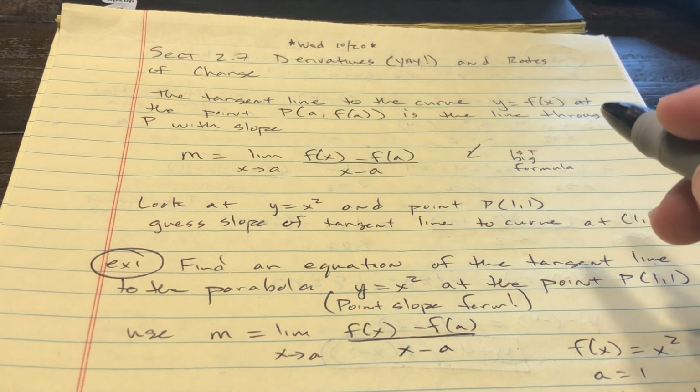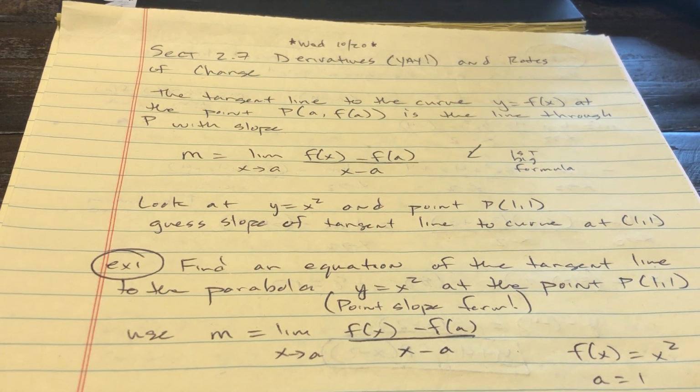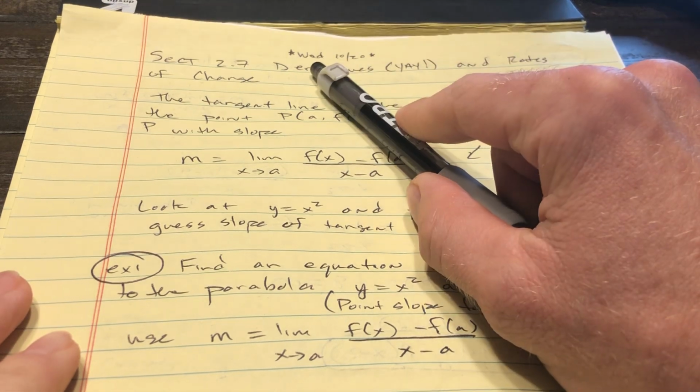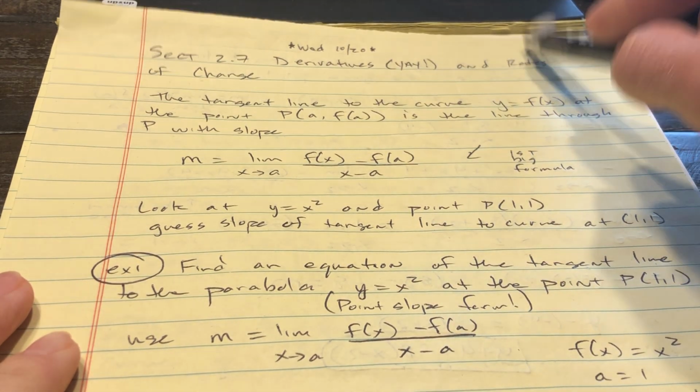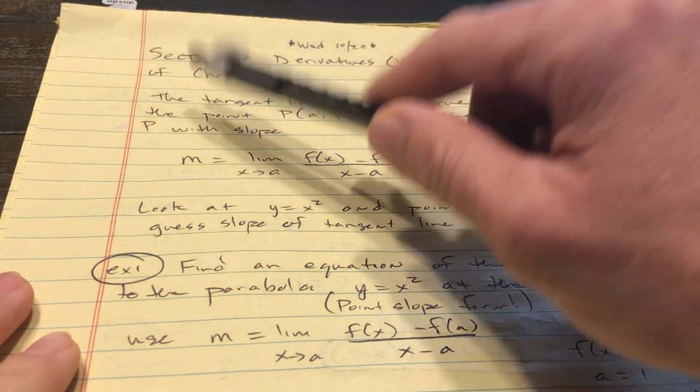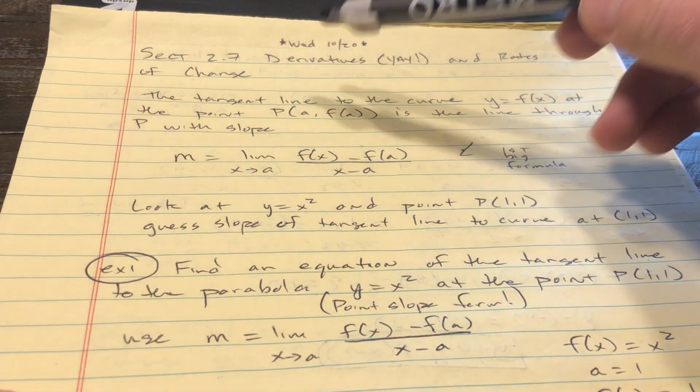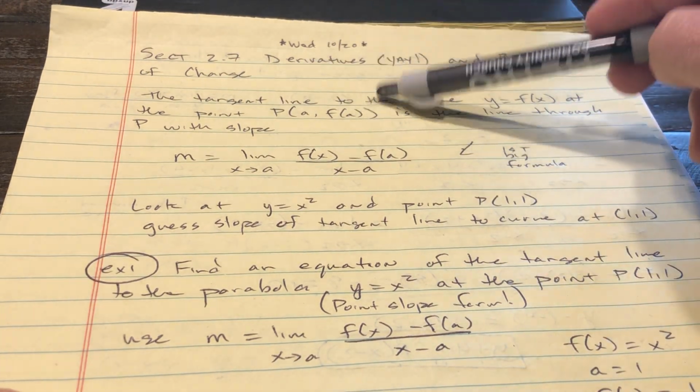All right, so if there's one thing that I want you to really understand today, it's that a derivative is the same thing as a rate of change. What do you also know a rate of change to be? Slope. Derivatives, rate of change, slope.